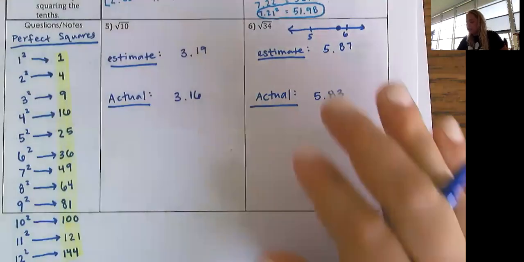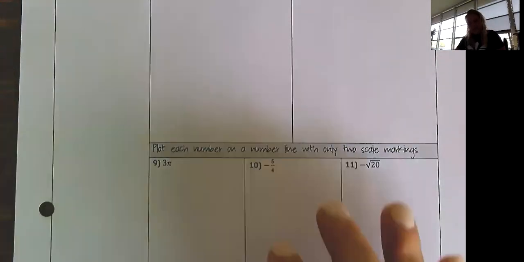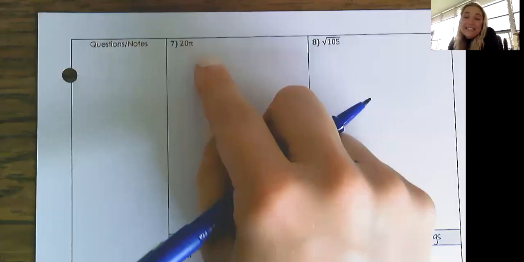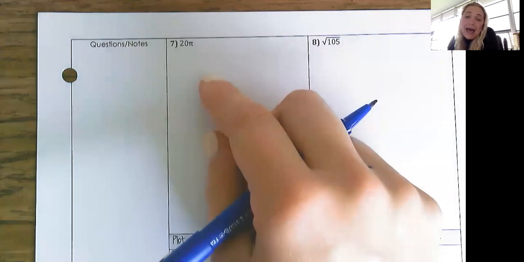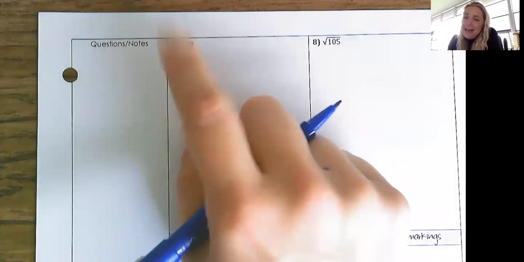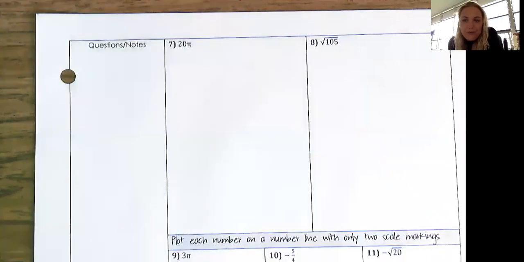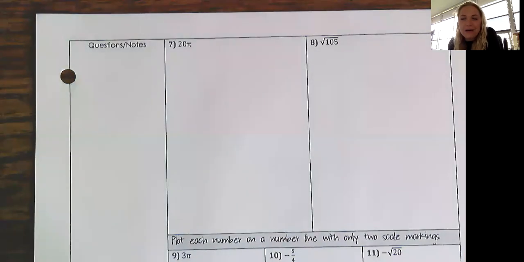All right, let's go to problem number 7. On problem 7, 20 pi, okay, we panicked and now we're done panicking. 20 pi is not a square root. So what do we know about pi? It's about 3.14, right? A little bit above 3.